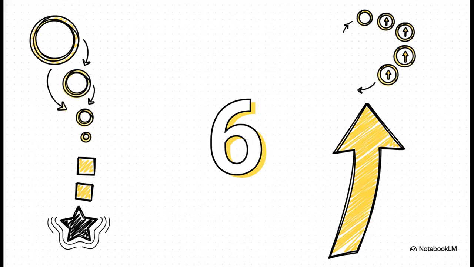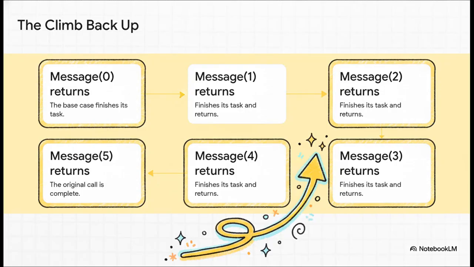Hitting the bottom is only half the story. Now for the really cool part. Message 0 hits the stop sign and returns. That unpauses message 1, which can now finally finish what it was doing and return. Then message 2 can finish and message 3, all the way back up the chain until our original call, message 5, finally gets to finish its job.